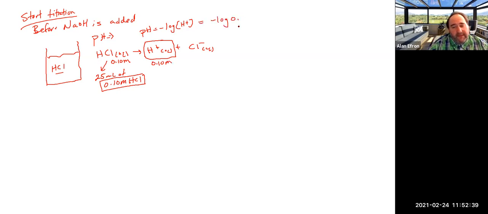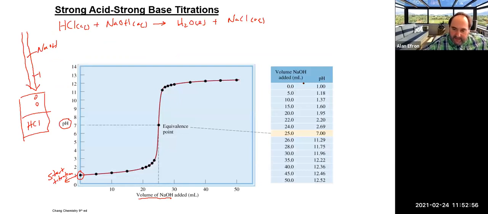So we can very simply figure out our starting pH by going right into our pH equation. Again, no volume is being added, so we don't have to worry about any of that. We end up with a starting pH of about 1 in terms of where this titration is starting. So if we look back at the chart at volume 0, we do see 1 in terms of the pH.